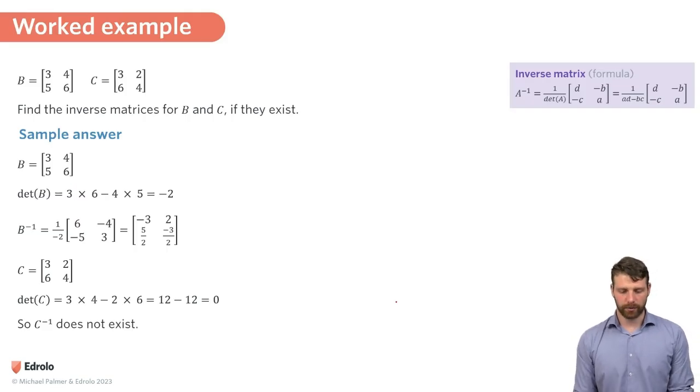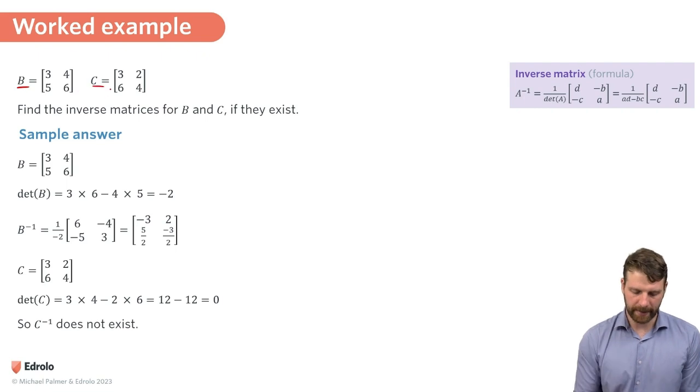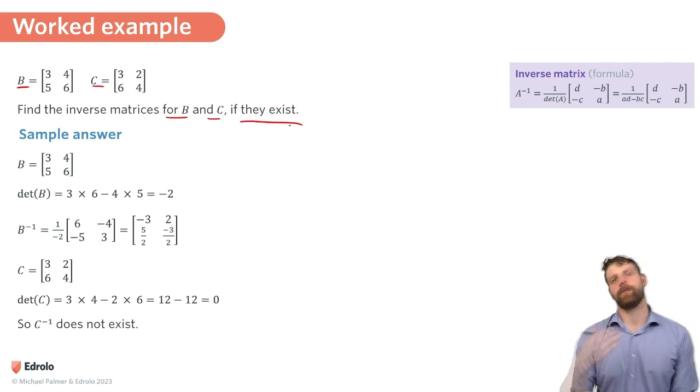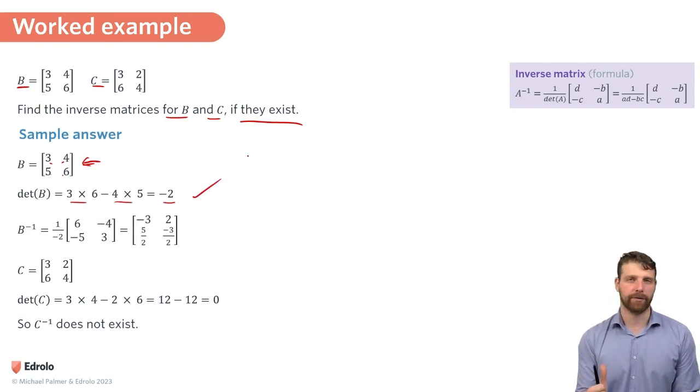Okay, here's a worked example. We've got the sample answer written out here for us, so let's just have a read through. We've got B and C, and we need to find the inverse matrices for B and C if they exist. If we want to work out the inverse, then we need to first calculate the determinant. So there's B, and its determinant will be 3 times 6 minus 4 times 5. And so that gives it 18 minus 20 is negative 2. Okay, so we didn't get 0, and that means that we can find an inverse.